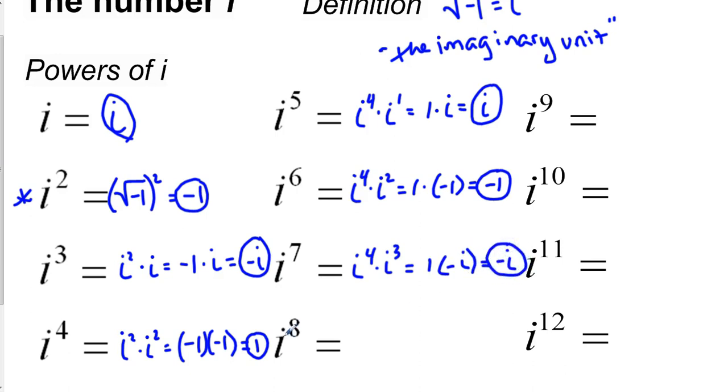Finally, i to the 8th is just i to the 4th times itself. Well, that's going to consist of 1 times 1, which is 1. Now we could continue doing this to whatever number we want, but let's not. I think you see the pattern. It keeps repeating every 4.